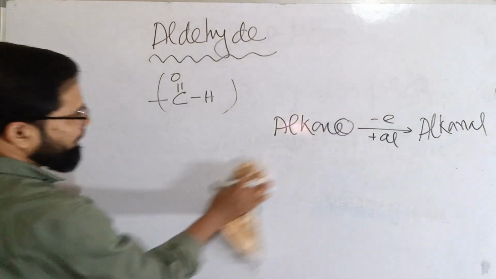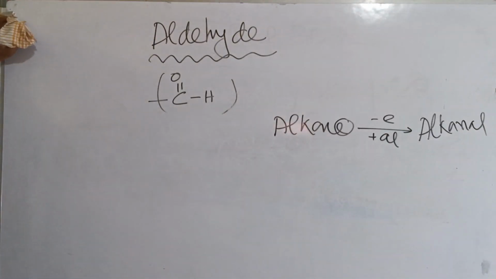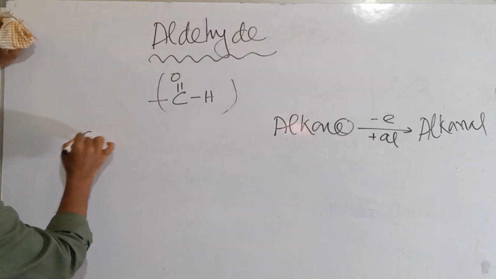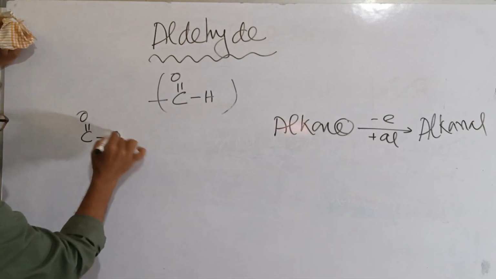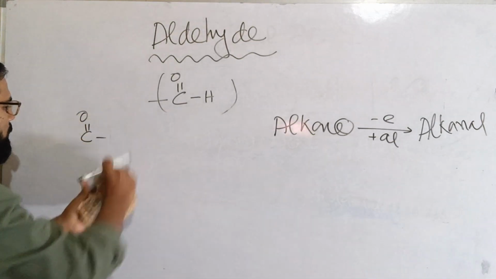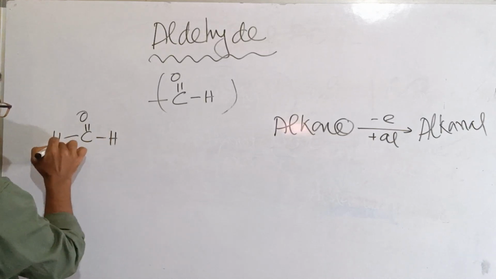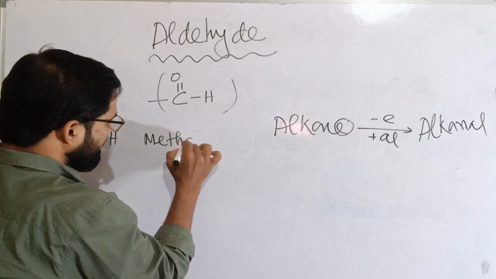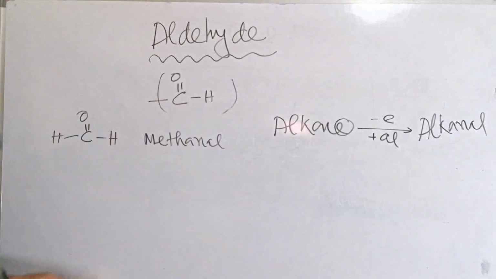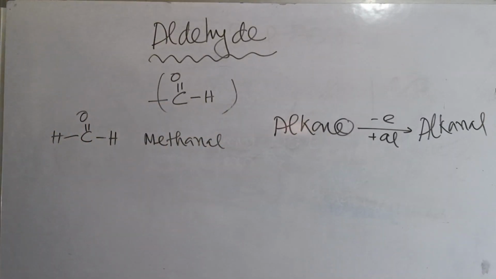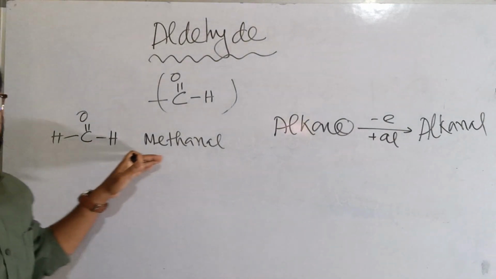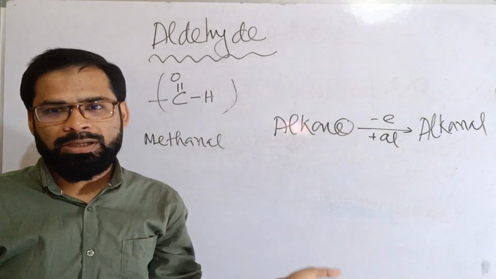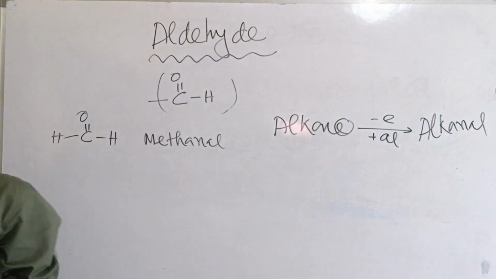So the simplest aldehyde, with OH here, that will be methanal. Then ethanal, propanal, butanal, like this.